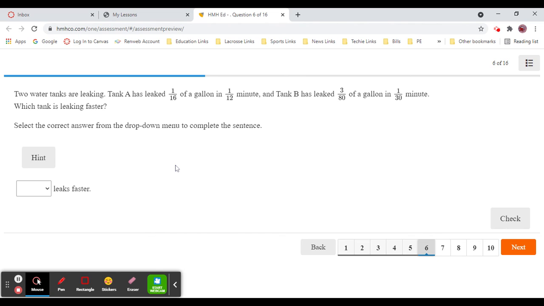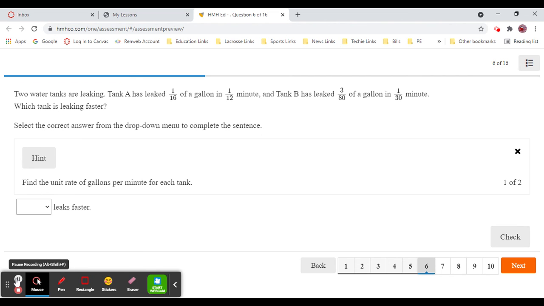Okay. Here we go. 2 water tanks are leaking. Tank A has leaked 1/16 of a gallon in 1/12 of a minute. Tank B has leaked 3/80th of a gallon in 1/30th of a minute. Which one is leaking faster? What type of problem do you think this might be? This is going to be simply a keep it, change it, flip it problem that you're just going to work out. And whichever one comes up greater is going to be your answer.